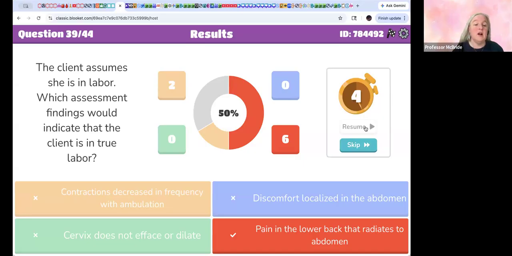But which of these are indications that these are contractions that probably are true labor contractions? It's going to be the lower back pain that radiates to the abdomen. If she's feeling them up high in her belly, those are often Braxton Hicks.